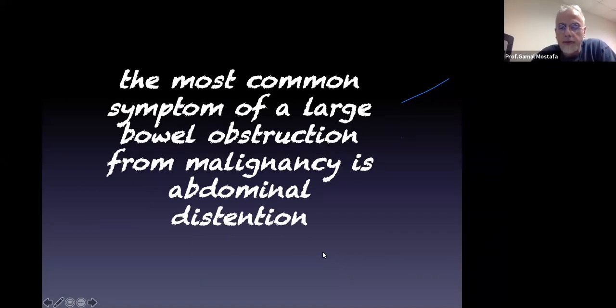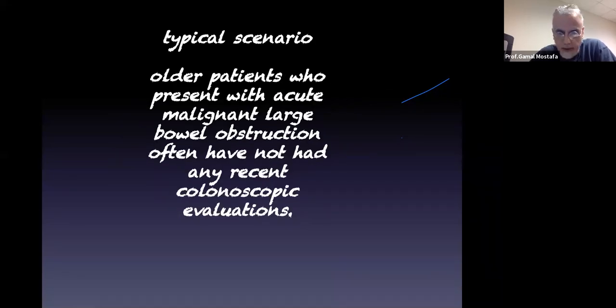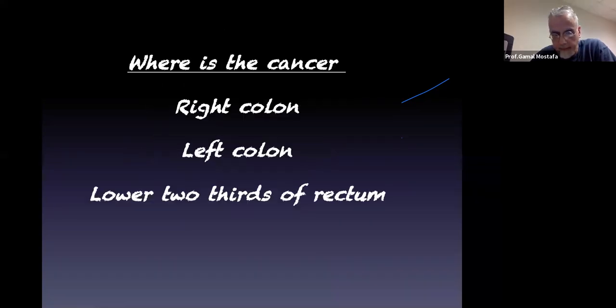So cancer that we talked about, the most common symptom of large bowel obstruction from malignancy is abdominal distension. That's typical. Typical scenario is older patient present with acute malignant large bowel obstruction, often not had a colonoscopy before, like we just talked about. Where is the cancer? Right colon, left colon, lower 2/3 of rectum. What Mazen talked to us about. Different story. Remember, guys, it's a different story.